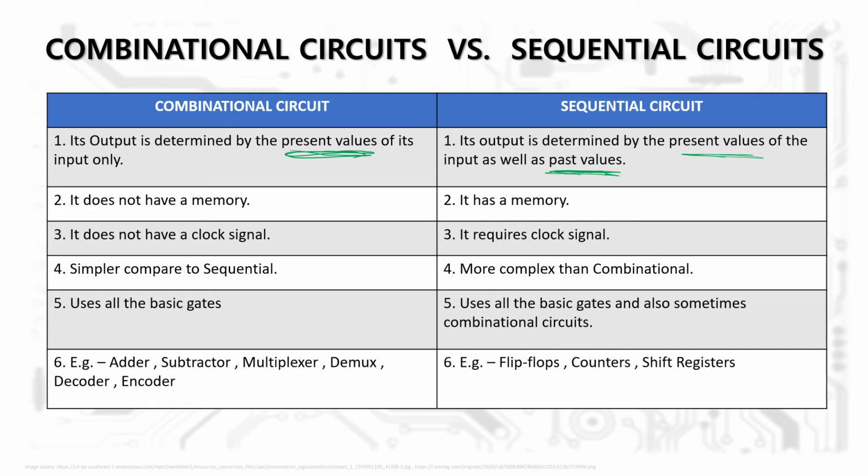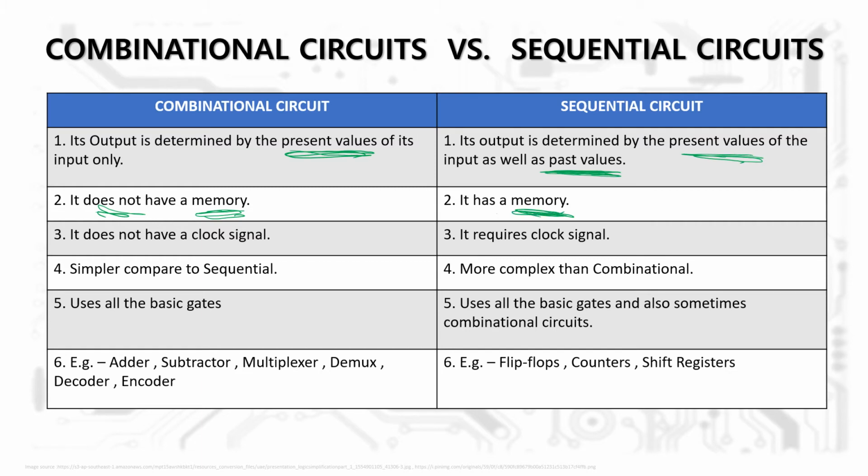The second point says it does not have a memory. Why? Because it's a combinational circuit. When I am looking only at the inputs and I don't need to store anything, I don't need memory. But in the other case, I have the present value as well as a past value, and past value means that if some previous operation already happened, I need to store my past value for the current or present operation. So to store the past value I need a memory. So a sequential circuit has a memory.